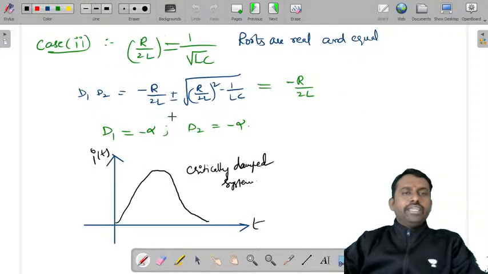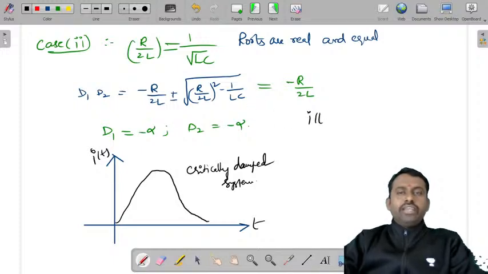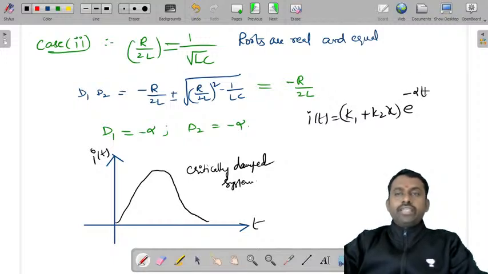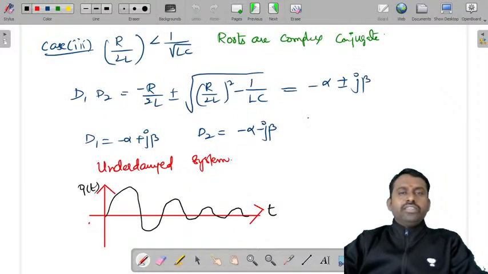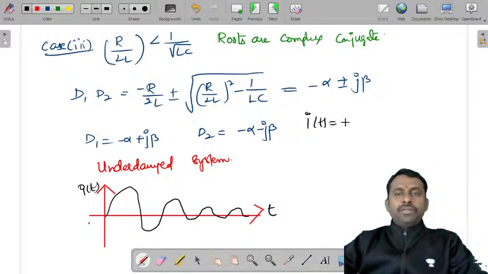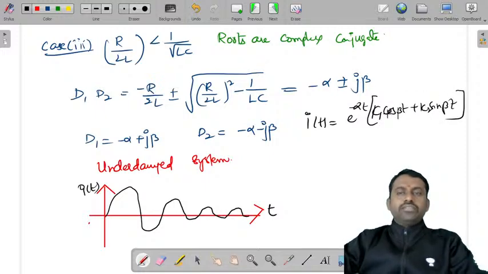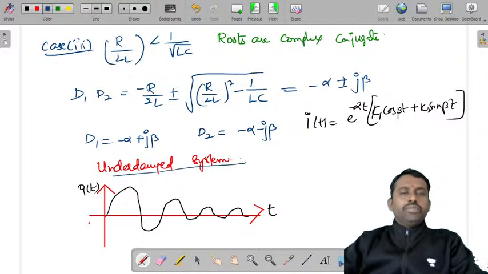So let's try to write when roots are equal. What is i(t)? i(t) is equal to (k1 plus k2 t) into e power minus alpha t, when the roots are real and equal. That is what you'll write. Now if you take the next one, roots are alpha plus or minus j beta, so i(t) is e power minus alpha t into (k1 cos beta t plus k2 sin beta t). So exponential multiplied by a cosine and exponential multiplied by a sine. That's the reason you'll get an underdamped system response.